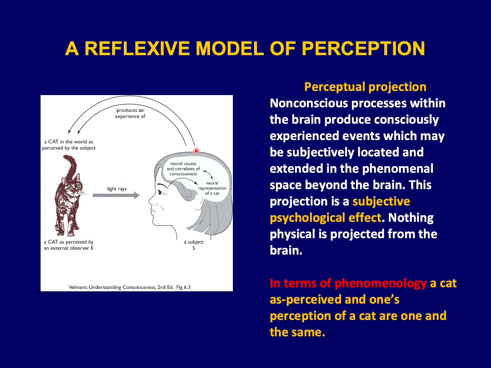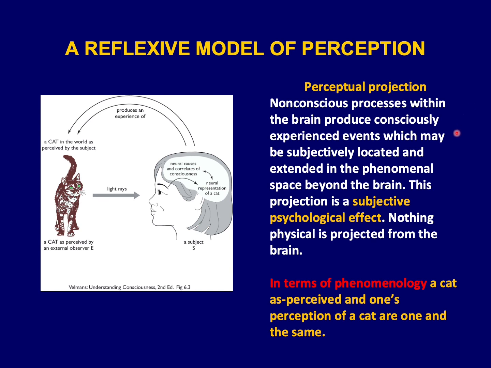Now, to begin with, we have to name the phenomenon. So in my own work, I call that perceptual projection. And we can also say something very obvious in general about it to begin with, which is that non-conscious processes within the brain produce these consciously experienced events, which may be subjectively located and extended in the phenomenal space beyond the brain. And we can also say that that's a subjective psychological effect. We're not claiming here that anything physical is being projected from the brain, although that was, in fact, a theory, an ancient Greek theory of Empedocles.